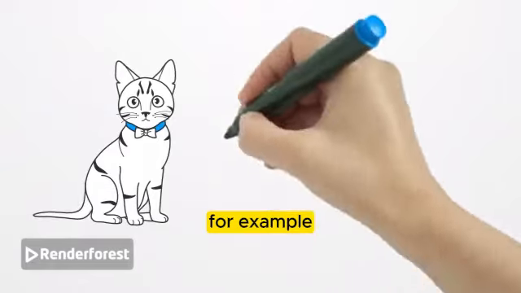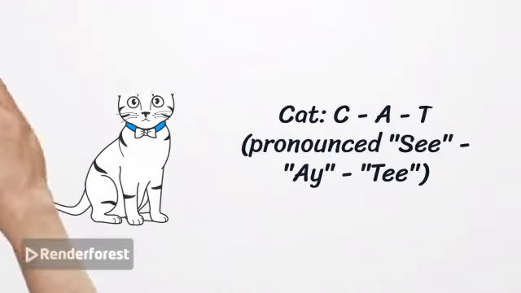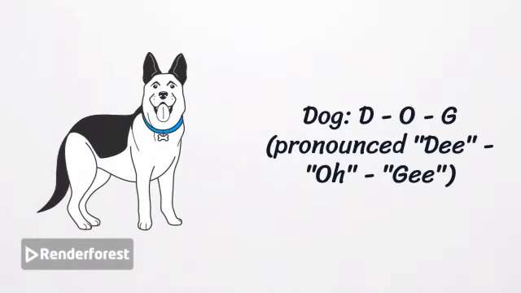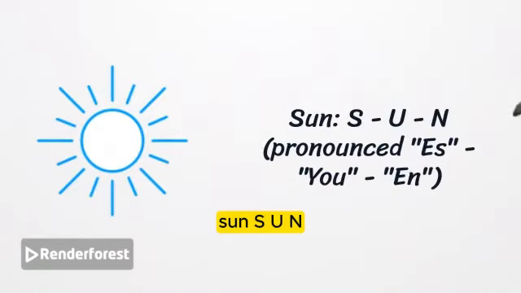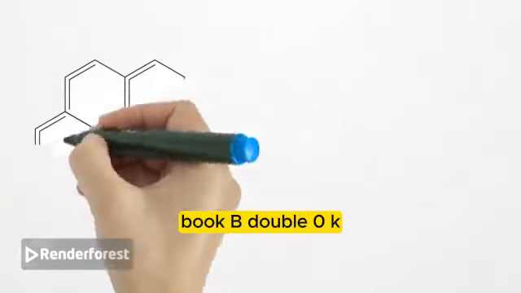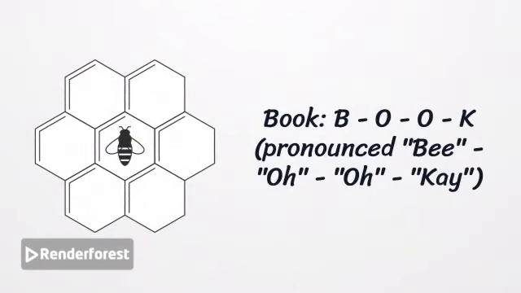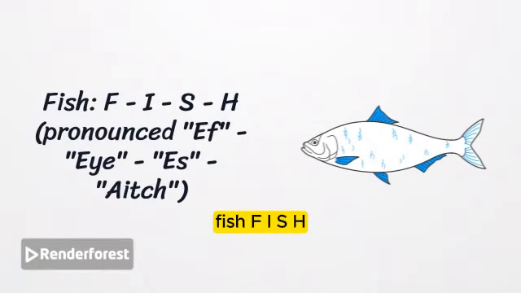For example, cat, C-A-T, dog, D-O-G, sun, S-U-N, book, B-O-O-K, fish, F-I-S-H.